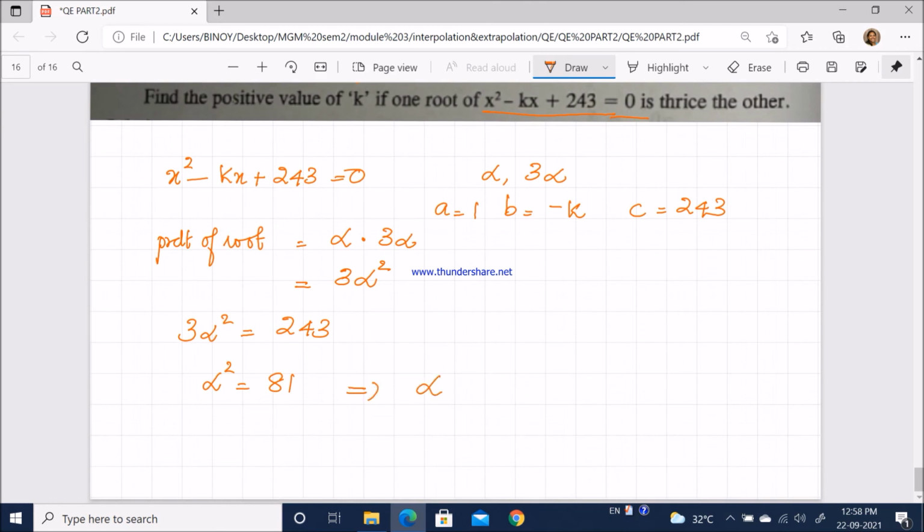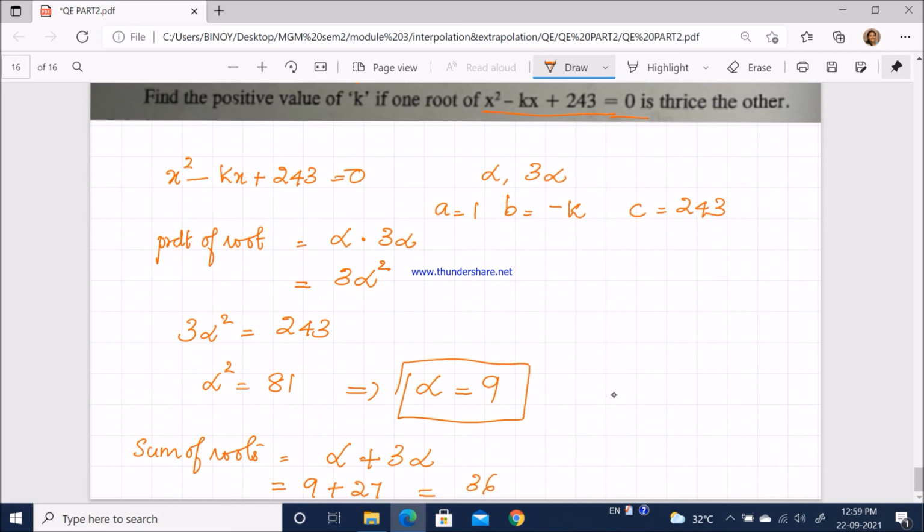This implies alpha is equal to 9. Alpha is equal to 9. So the sum of the roots will be alpha plus 3 alpha. So one is 9, the other one is 3 into 9, that is 27. So the value is 36. So k is equal to 36.